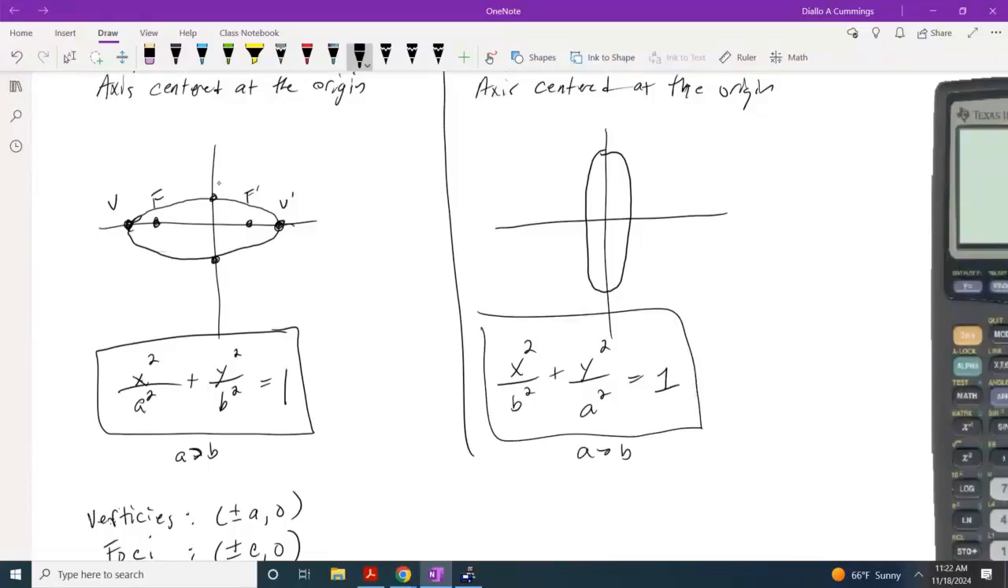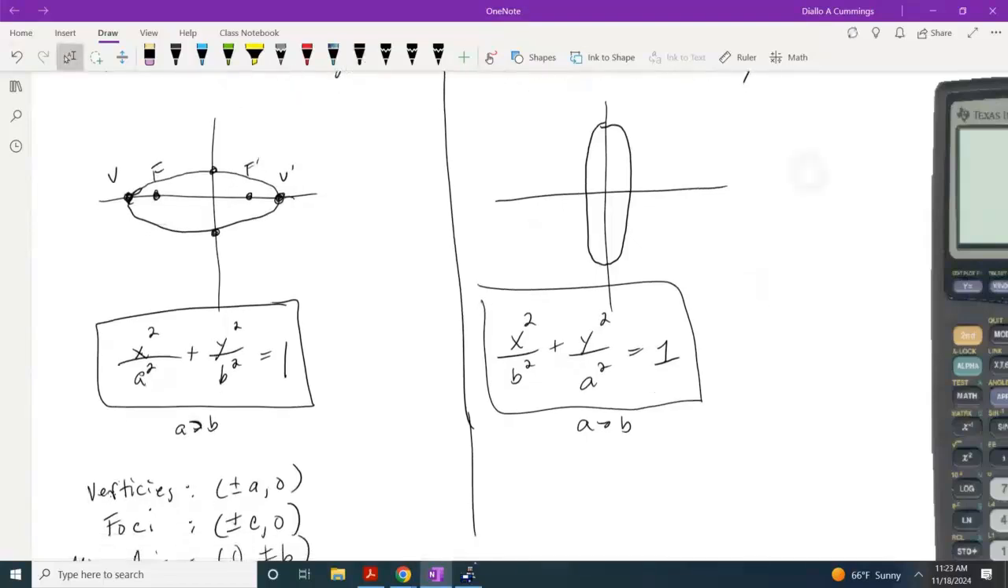So we still have to keep in mind that a must be greater than b. Notice in this setup, the largest denominator is underneath the y variable, and you can liken that y variable to the y-axis. So along that major axis, we can find the vertices, b and b prime. So the vertices are located at the point 0, comma, plus or minus a.